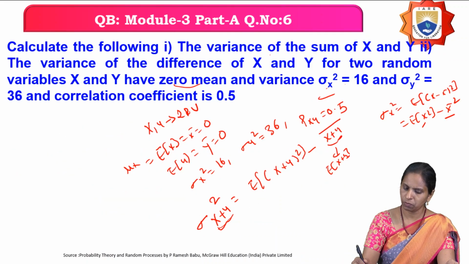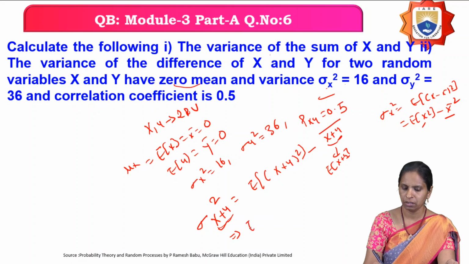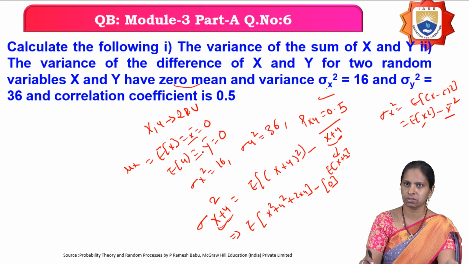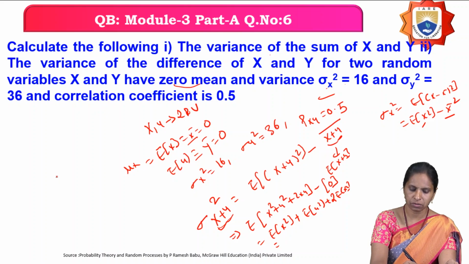So now, what is the variance of the sum of x and y? Nothing but E of x plus y whole square. What is E of x plus y whole square? Nothing but what? E of x square plus y square plus 2xy minus what is E of x plus y? Nothing but E of x plus E of y. But what is E of x plus y? Nothing but here 0, because E of x is 0 and E of y is also 0. Then you can write this as what? E of x square plus E of y square plus 2 into E of xy. And what is the E of x square value? They have given the variance, nothing but E of x square minus x bar square is equal to 16. Since x bar is 0, E of x square equals 16 only.